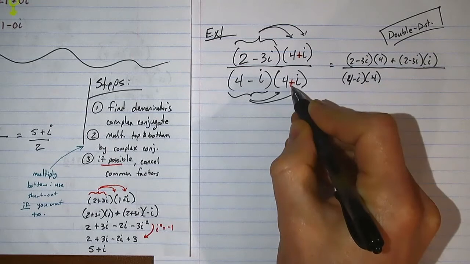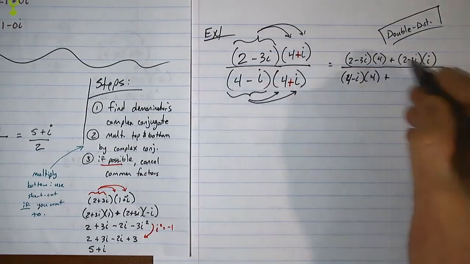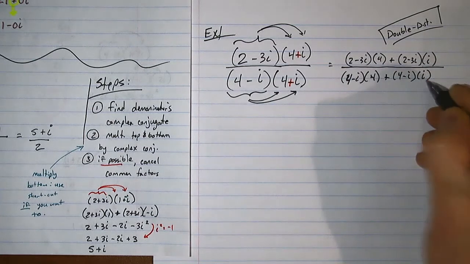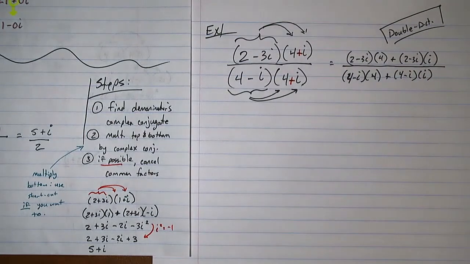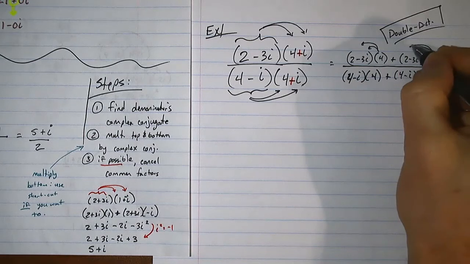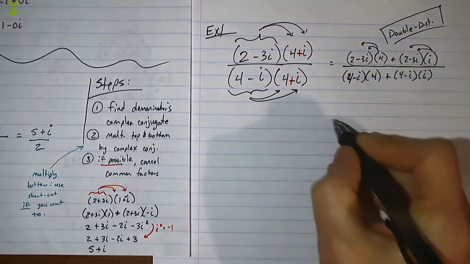And then there's already a plus sign there, so I'm good to go. And then that thing, 4 minus i times i. Okay, so there is my first piece. Now I need to do the second half of my double distribute in the top.